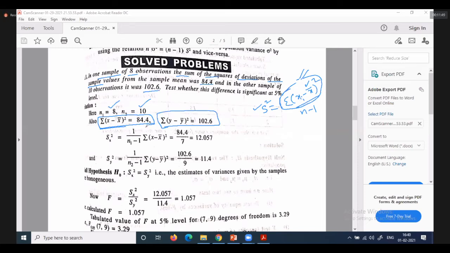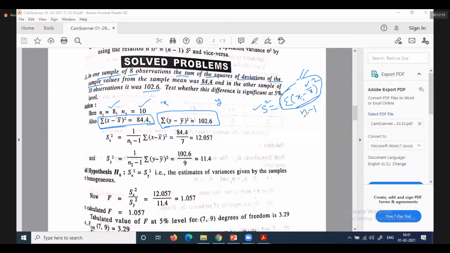The first random sample elements are denoted by X, and the second random sample elements are denoted by Y's. See, that's why I wrote it here. They wrote X here and Y's here. Summation xi minus x bar whole square is equal to 84.4, and summation yi minus y bar whole square is equal to 102.6. Now we have to find the variance.